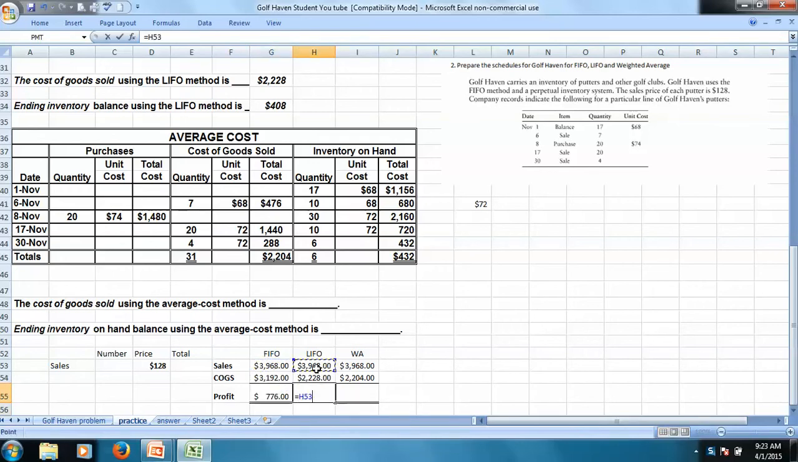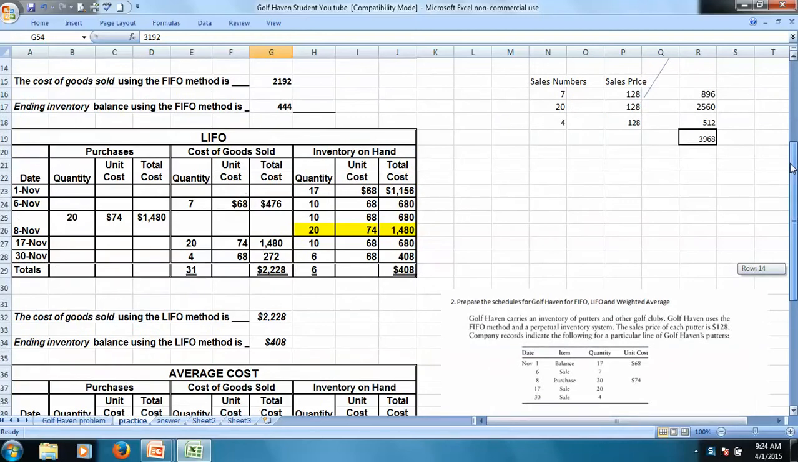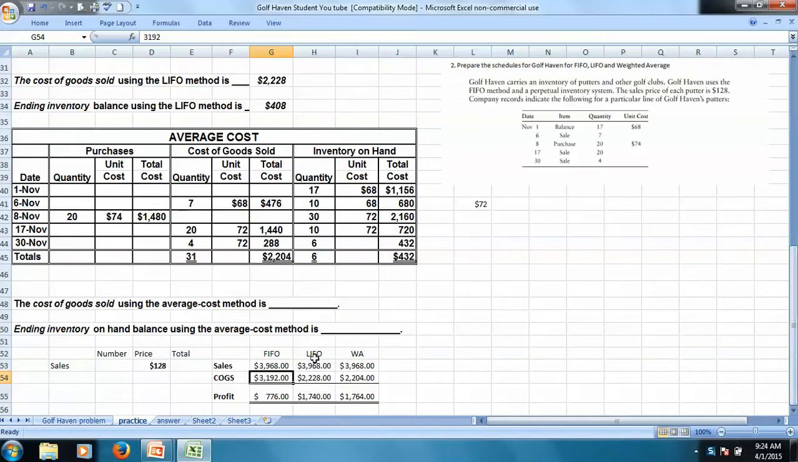So let me go ahead and finish that. And you can see how different. Oops, so we got this. I put that one in incorrectly. It's 2192, not 3192, and I could see I was wrong immediately because the profit was so far off. Let's go ahead and change it to 2192.